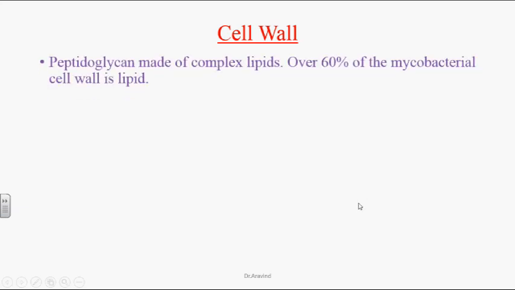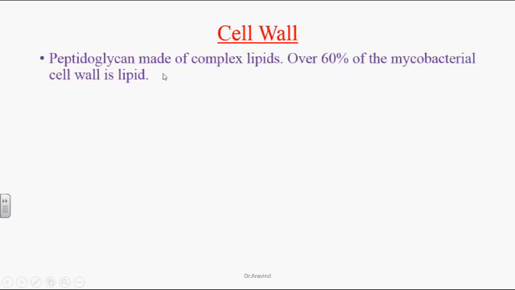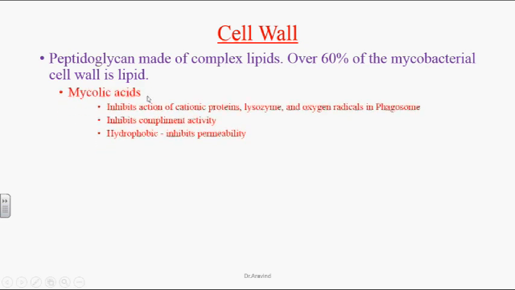Cell wall. The peptidoglycan of this organism is made up of complex lipids. Over 60% of the mycobacterial cell wall is made of lipids. The majority of this lipid content is mycolic acid. Because of the heavy presence of mycolic acid in the cell wall, the name Mycobacterium comes majorly from these mycolic acids.